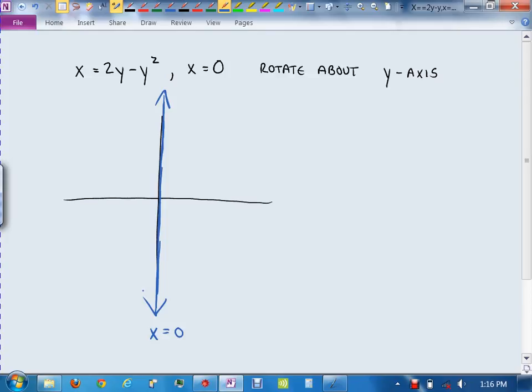So you could plug in some values if you wanted to try and figure out what it looks like. Plug in 0 for y, what do you get for x? Right? 0 for y, you get 0 for x. That means I should have a point on there. So the origin is one point. Let's plug in another point.